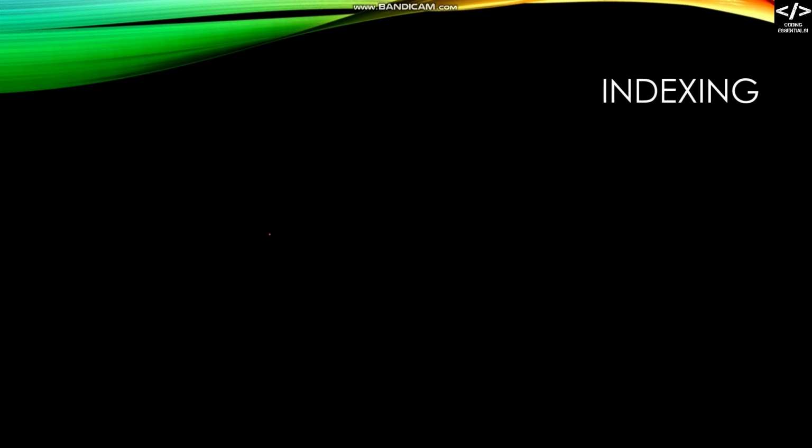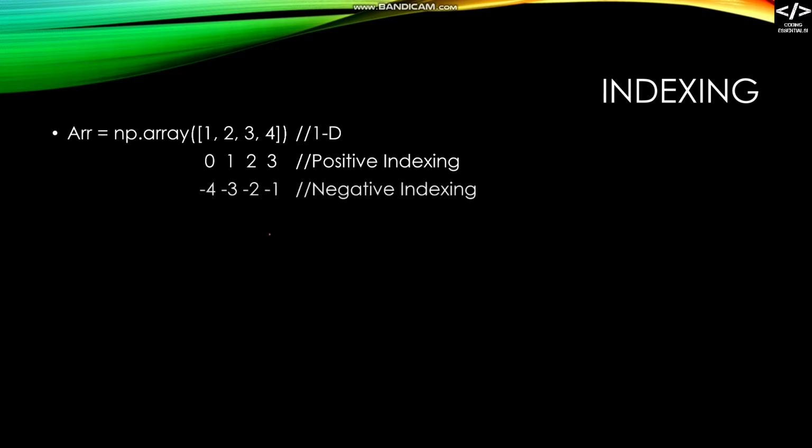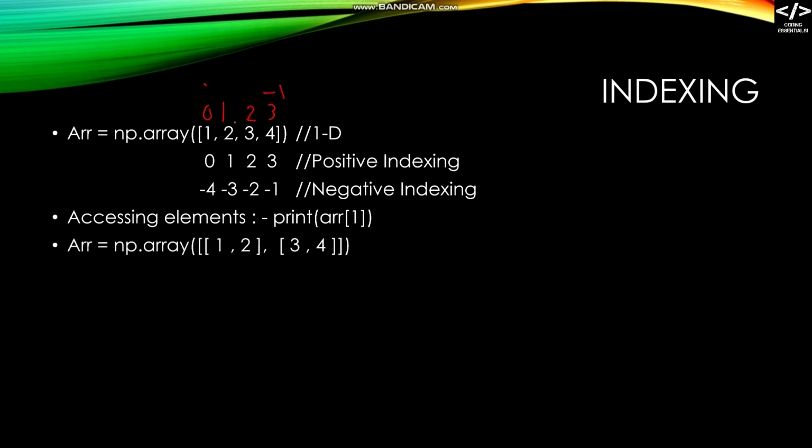Moving on to indexing. For a 1D array, the indexing is similar to a list. So 1 is index 0, 2 is index 1, 3 is index 2, and 4 is index 3. For negative indexing, it starts with -1 at the last element and decrements till the first index. And accessing elements is similar to a list.